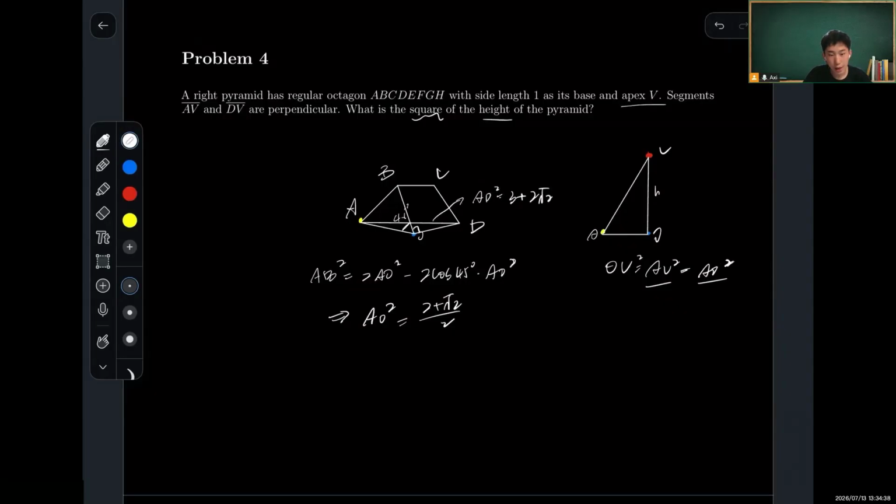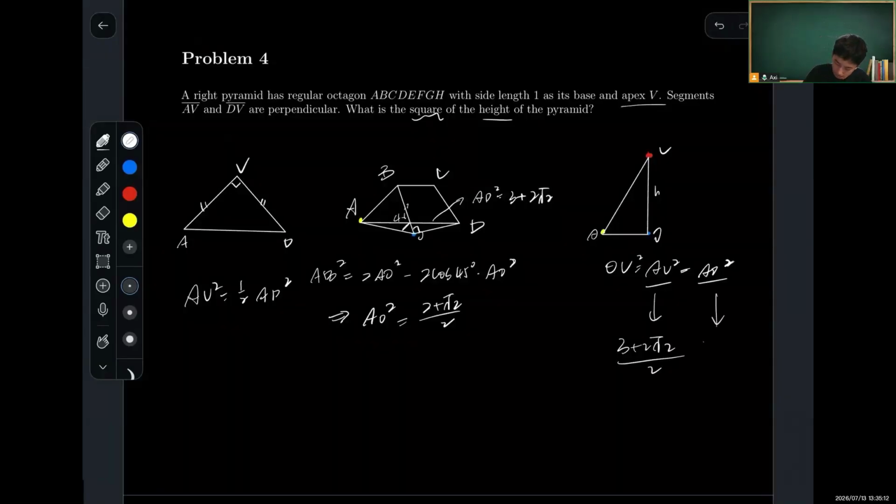What then is AV squared? Remember, AV is equal to DV, and AV is perpendicular to DV. So what that means is we can draw the points A, D, and V exclusively. AV is equal to DV, and it is perpendicular. So AV squared is 1/2 of AD squared. So AV squared is (3 plus 2 times square root of 2) divided by 2.